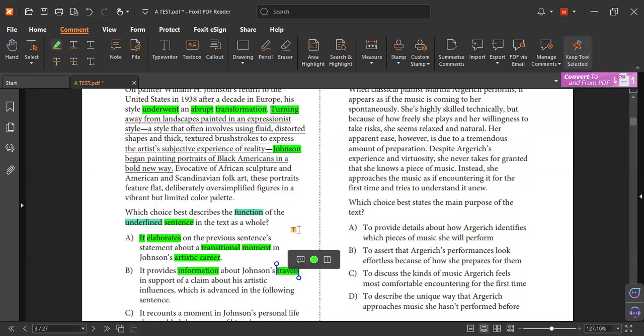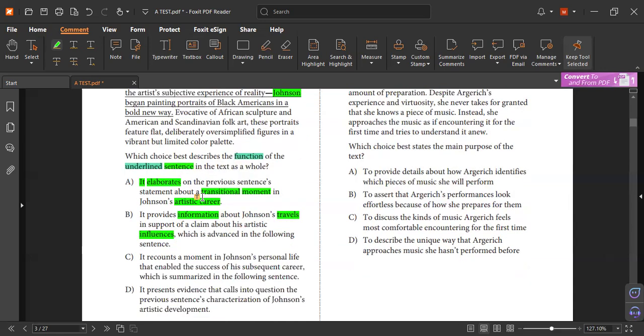Information about travels in support of a claim about his artistic influences. The text is underlined. It didn't mention influences or his effects on other people or other works. Yes or no? And it does not mention travels, but the way. So this means B does not support it, as you did. So that means B is the opposite. As I told you, an answer opposite.